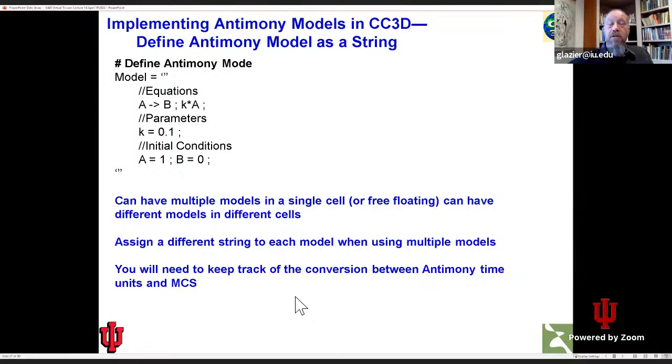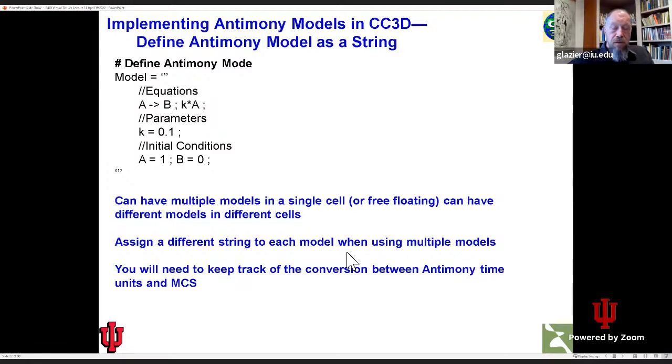Okay, so our steps. First thing, define your antimony model as a string. We know how to do that. We've done that last time. Again, we can have multiple different antimony models inside a single cell, or in the model background as free floating. Different cells could have different models in them. So we have complete flexibility that way. It's generally a good idea to give a different string name to each model. Don't use the same name twice.